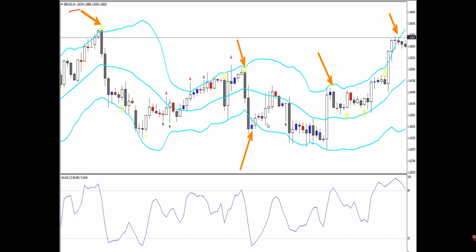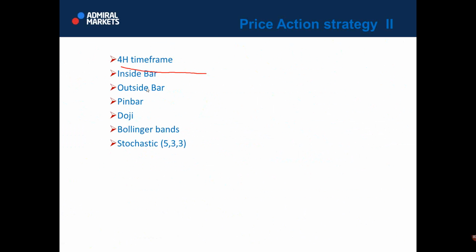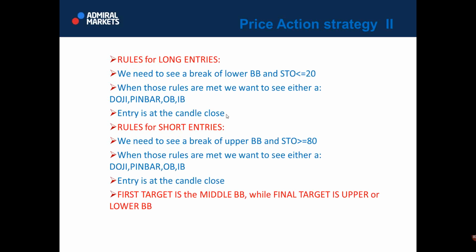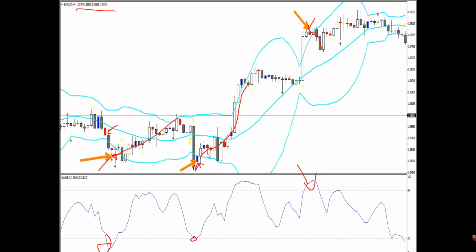As I said, I haven't invented warm water. These price action formations are well known: outside bars, pin bars, dojis, Bollinger Bands. I just want to help you to trade it.